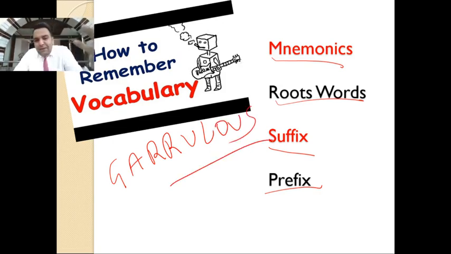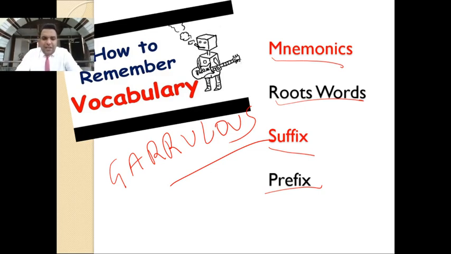Garrulous. Now you can relate this word again through various personalities. Let's take an example. We can relate this word with Kareena Kapoor. We all have seen a movie called Jab We Met. And people really love the character of Kareena Kapoor. She was named Geet in that movie. So people love the character of Geet. She was a very talkative girl. So garrulous means people who are very, very talkative.